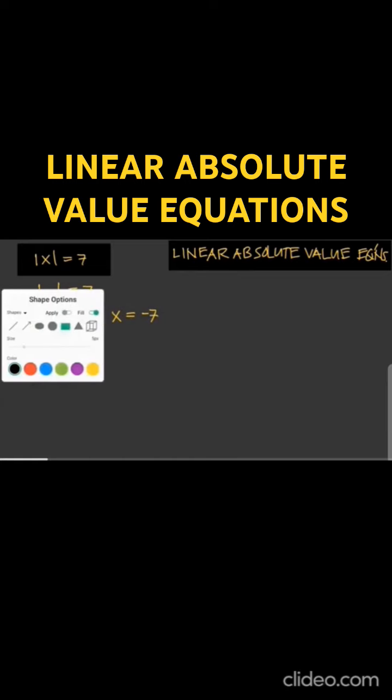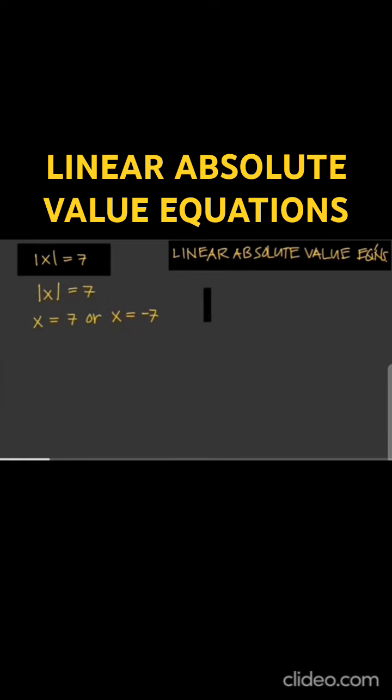And let's try another example here. Let's say we're given 5 plus absolute value of x equals 8. So how are we going to solve this? We notice that the absolute value here is not alone. So we have to subtract 5 from both sides.